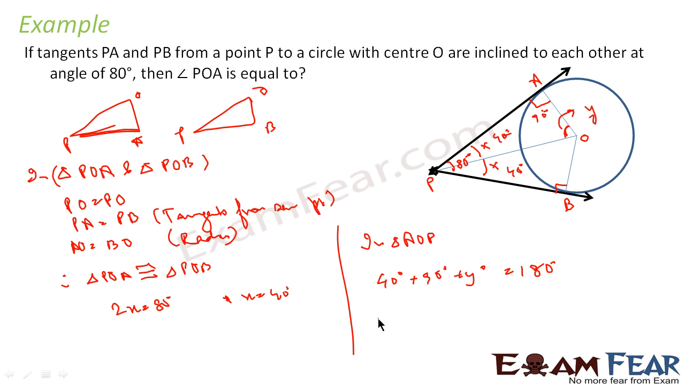Sum is 180 degree, so y is nothing but 180 degree minus 130 degree, since 90 plus 40 is 130. This comes out to be 50 degree. So angle POA is 50 degree and that is my answer. POA is 50 degree.